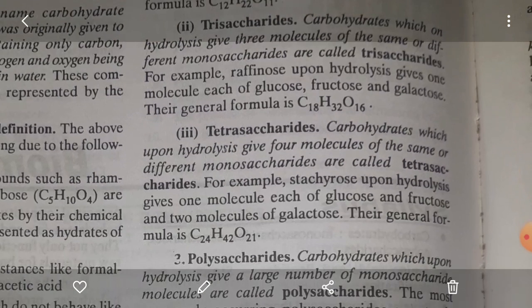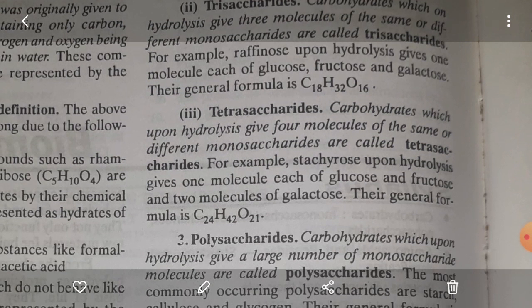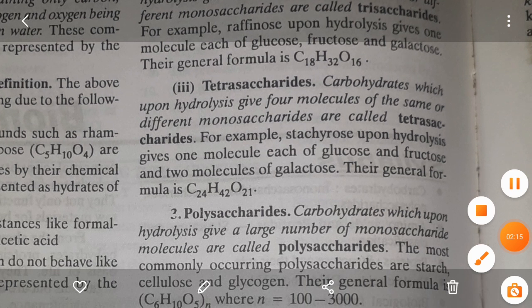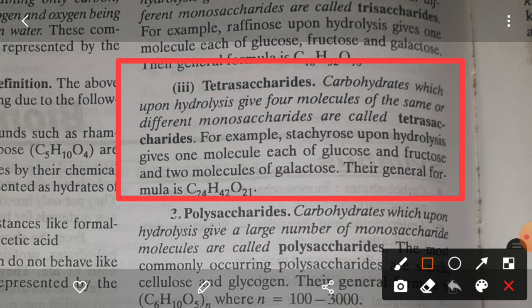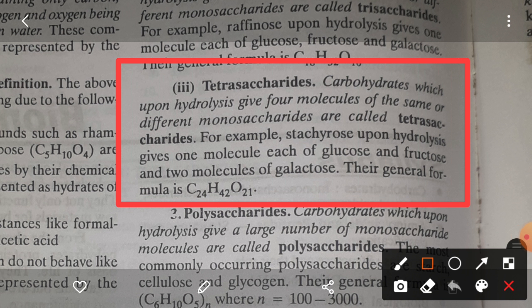Then tetrasaccharides are the carbohydrates which on hydrolysis give four molecules of monosaccharides, and the example is stachyose. In the last lecture I had written it as something else, but it is stachyose, which gives one molecule of glucose, one of fructose, and two molecules of galactose after hydrolysis.